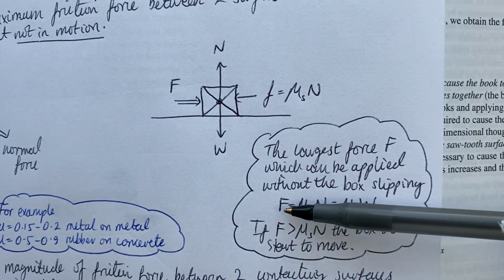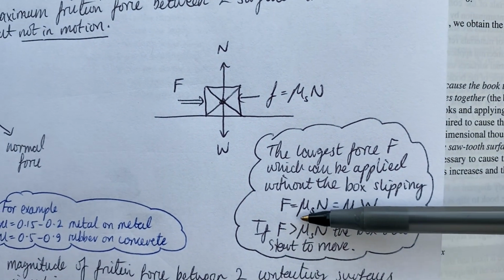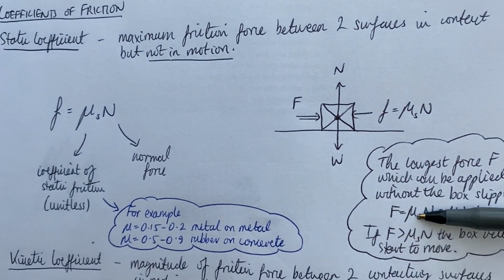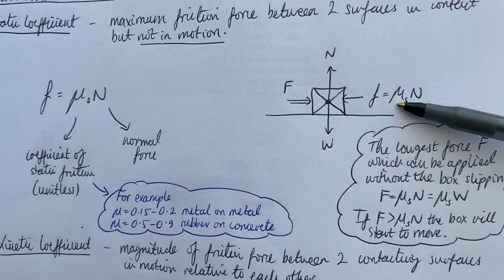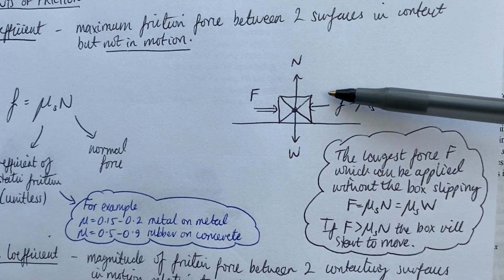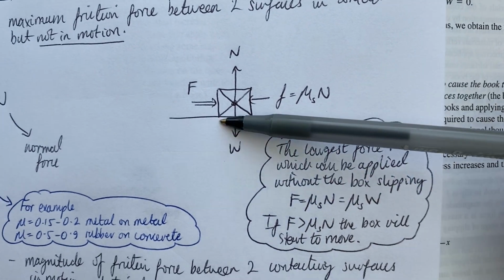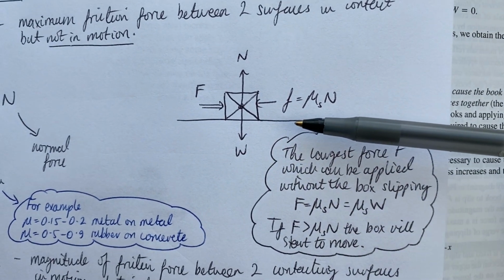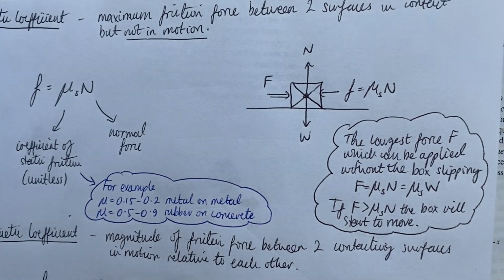But then if F exceeds this frictional force, right? So this is just the right hand side of this, because F is equal to this if it's stationary, or in equilibrium. Then if F exceeds this frictional force, then the box starts to move, obviously. So that's the static coefficient of friction.